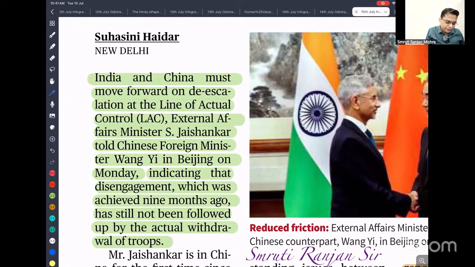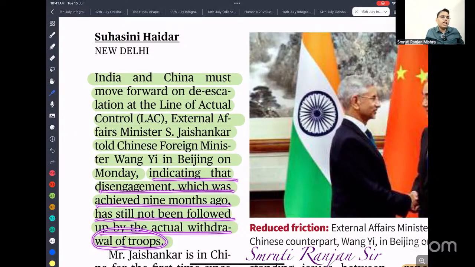So next, the article indicates that disengagement, which was achieved nine months ago, has still not fully led to the actual withdrawal of troops. So we have achieved the disengagement.